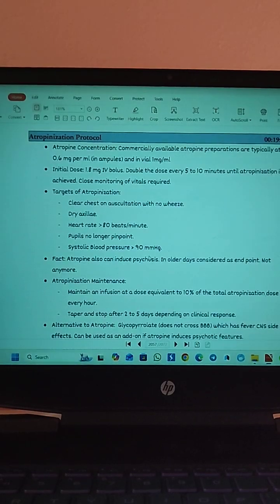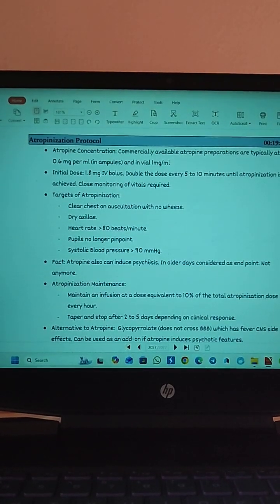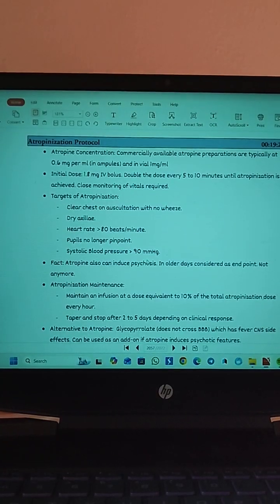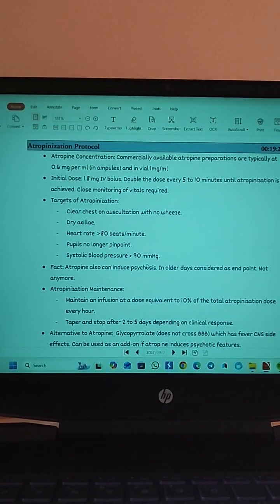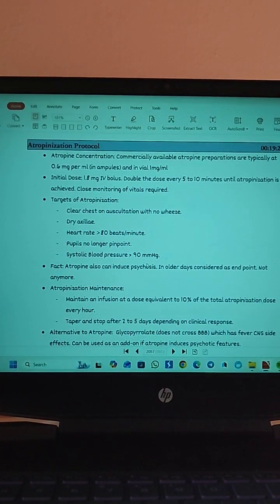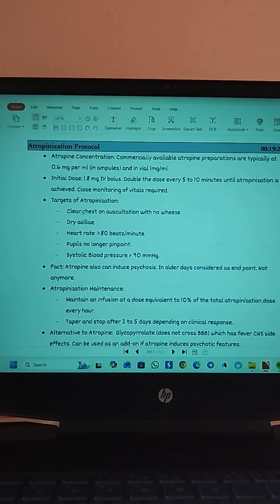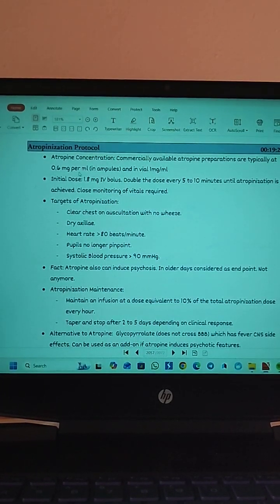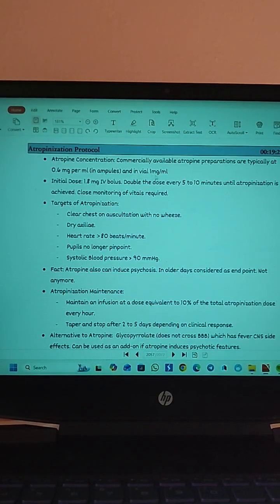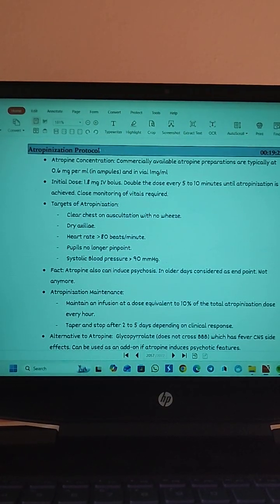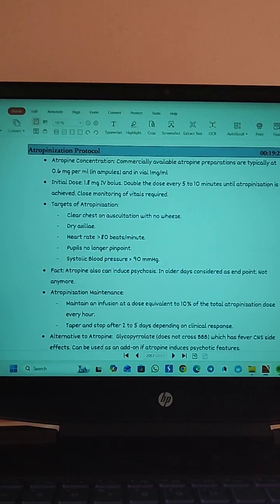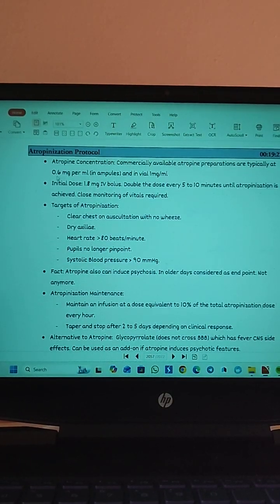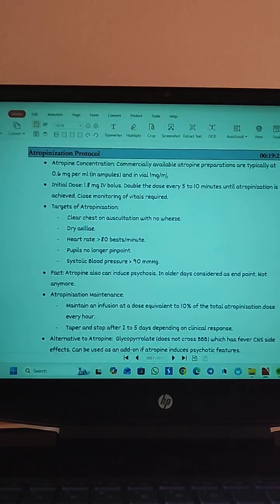Okay, so how are we giving the atropine? Here there is a protocol for that, that is the atropinization protocol. Commercially available atropine preparations are 0.6 milligram per ml in ampules, and in vials it is 1 milligram per ml. Okay, so this is the atropine concentration. These are the commercially available atropine preparations.